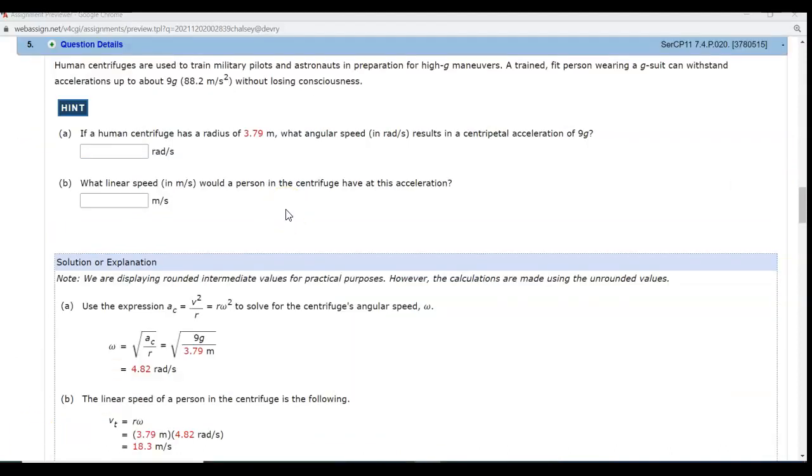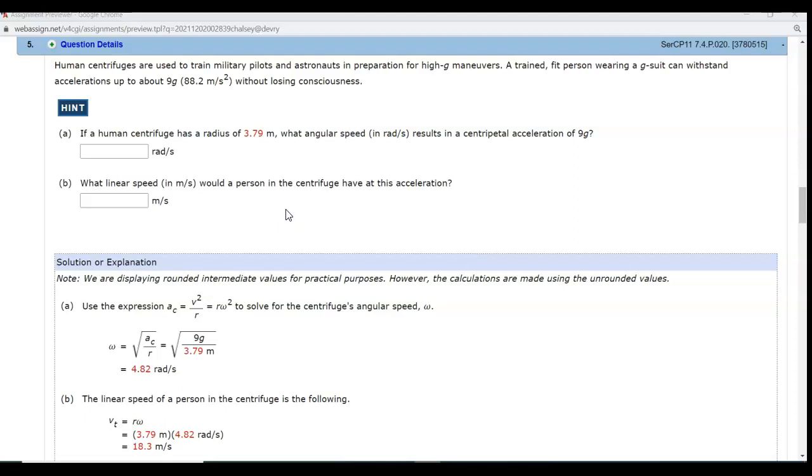Human centrifuges are used to train military pilots and astronauts in preparation for high-G maneuvers. A trained fit person wearing a G suit can withstand accelerations up to about 9G, which is 88.2 meters per second squared, without losing consciousness. If a human centrifuge has a radius of 3.79 meters, what angular speed in radians per second results in a centrifugal acceleration of 9 Gs?